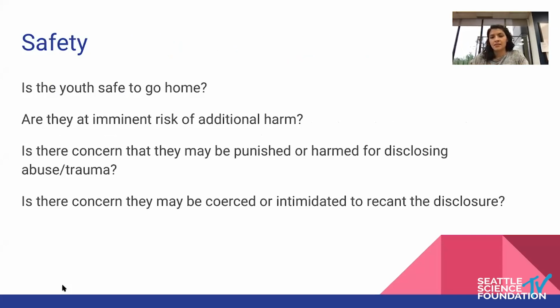So once an adolescent has disclosed a specific trauma or screened positive for trauma, the first priority should be making sure they're safe. So we should be asking ourselves, are they safe to go home? Are they at imminent risk of additional harm? Might they be punished or harmed for disclosing any abuse or trauma, or potentially coerced or intimidated to recant the disclosure? If we answer yes or maybe to any of these questions, then CPS or law enforcement should be contacted immediately while they're still in the clinic.